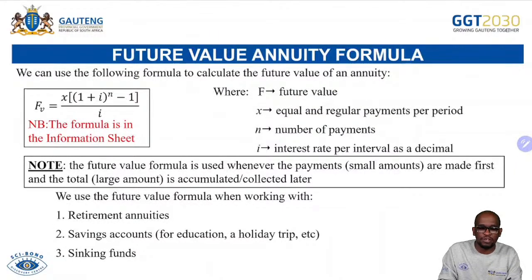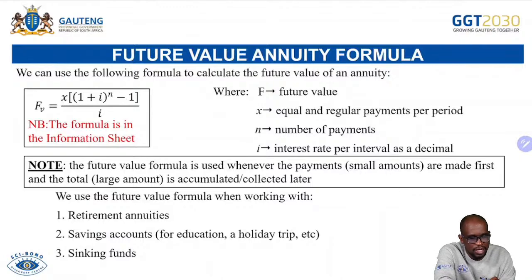The future value annuity formula. Now we know what future value is, and we have to look at the formula that governs our workings around the future value. We can use the following formula to calculate the future value of an annuity. There is the formula there. F sub V represents the future value.